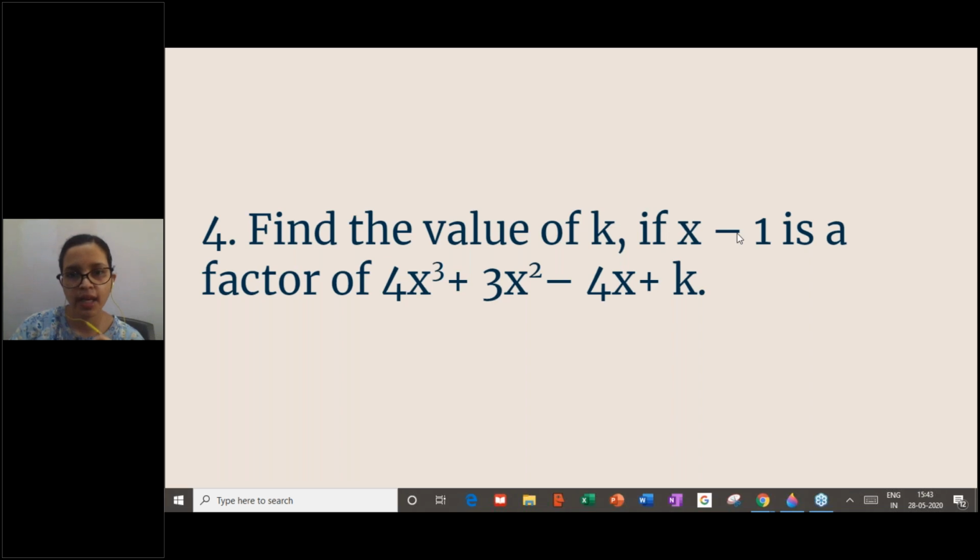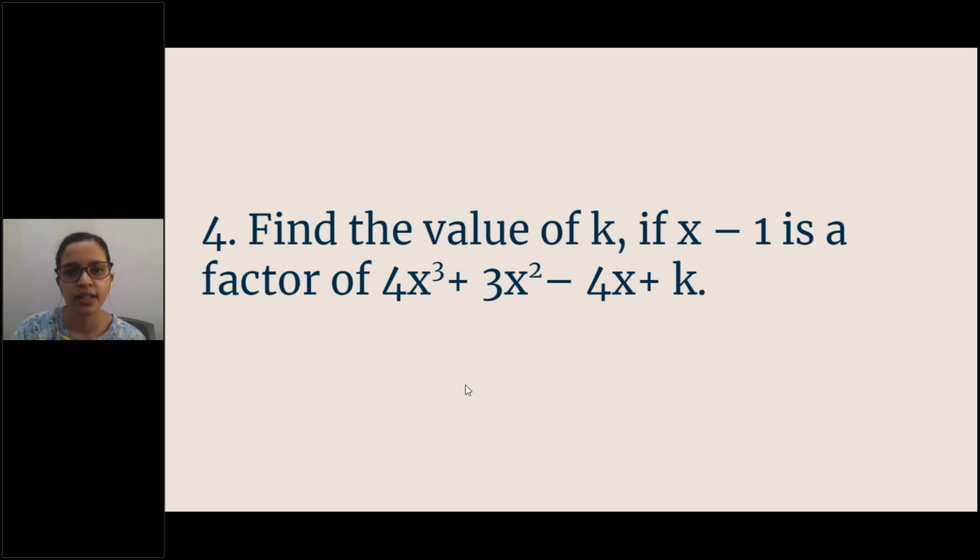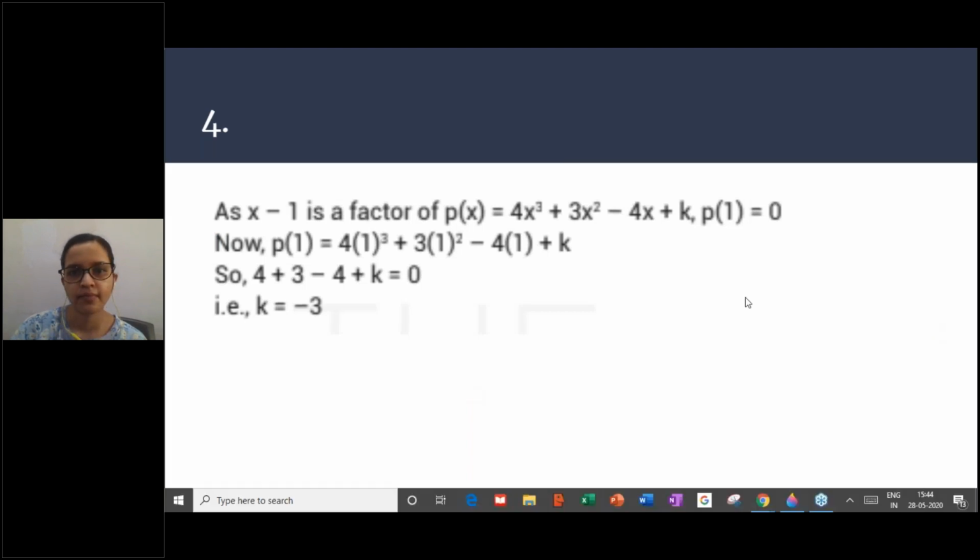So what do you do in this case? Mansi, you're right, but check the sign once. It says x minus 1 is given as a factor, correct? So you substitute x equals 1 in this equation and equate it to 0, because it's already given that this is a factor. When you substitute it in this equation, you get the remainder, but the remainder is 0. That's how you equate it to 0 and you get the value of k. Here's the solution. So this is what you do.